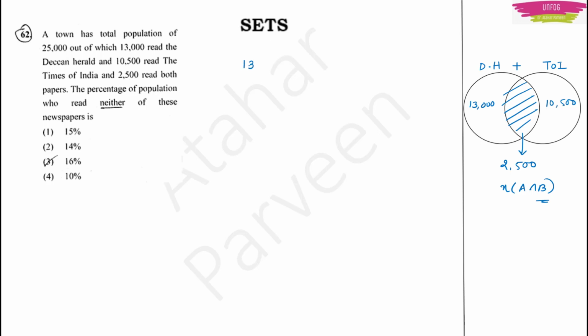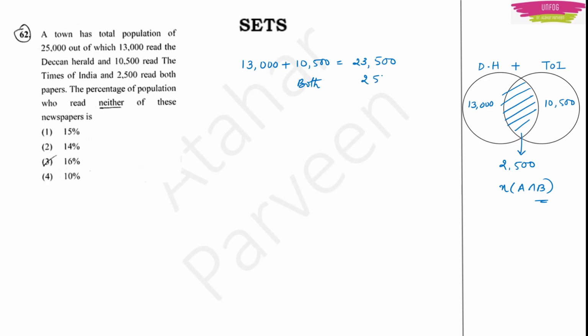So if you add them, you get 13,000 plus 10,500. So the total number of people who are reading the Deccan Herald and the Times of India separately will be 23,500. But we have people who are reading both the newspapers also, right? They are 2,500. Now you subtract them, because the people who are reading both newspapers are counted in the individual newspapers also, right? So if you subtract them, you get 21,000. So these are the number of people who are actually reading the newspapers.